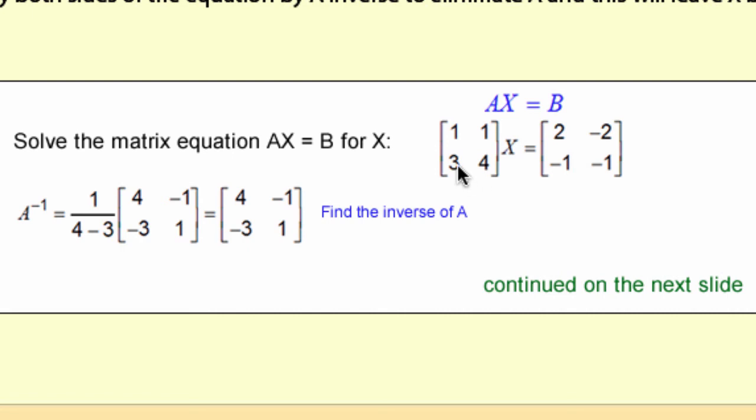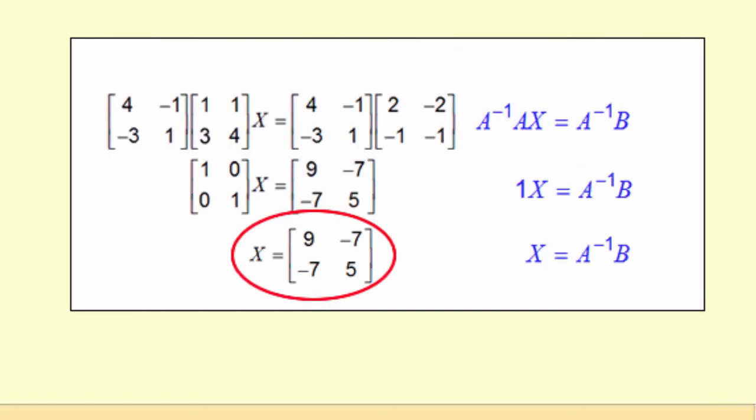So what you do is you multiply both sides by the inverse of A to solve for the matrix X. And you can see how that all works out here. So you get 9, -7, 5 as your X matrix. So that's the big picture for this lesson.